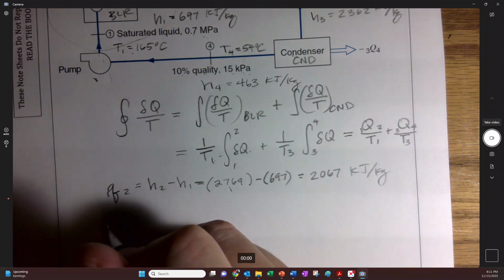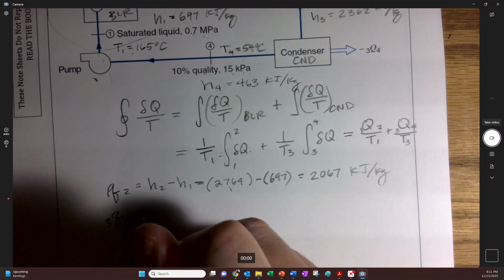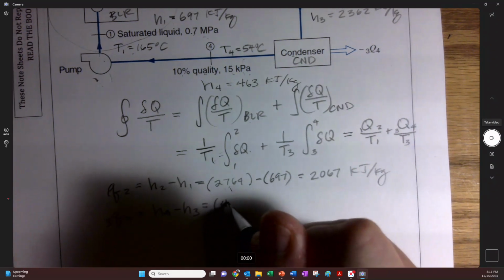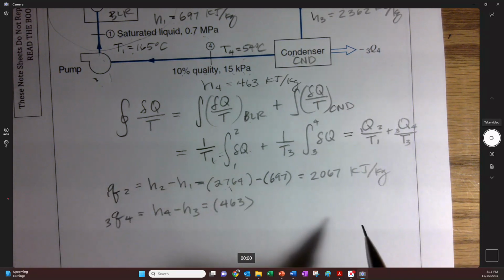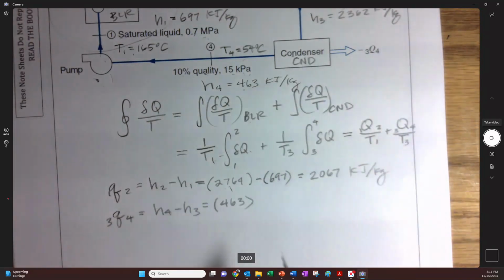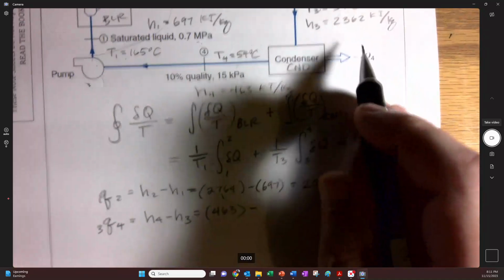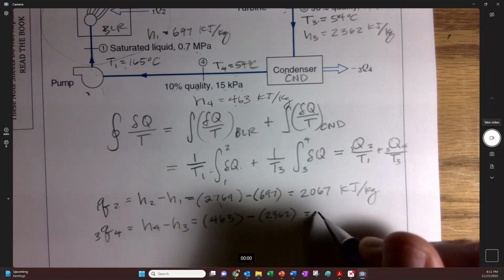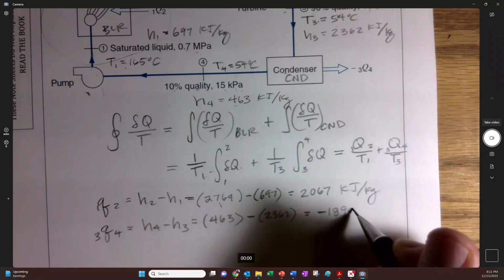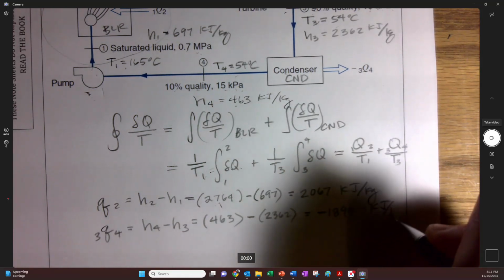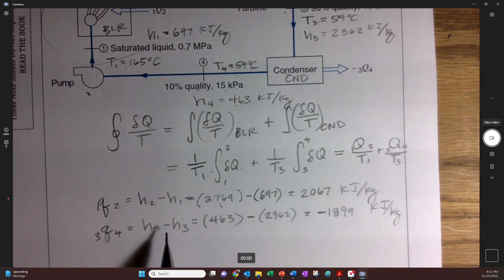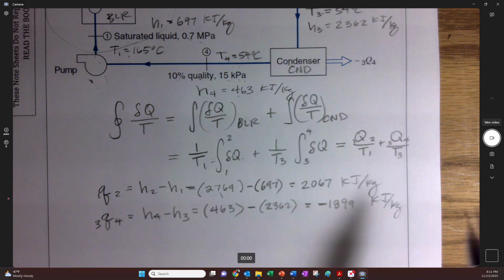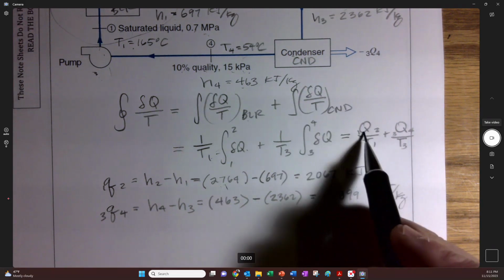And then Q 3 to 4, let's go H4 minus H3. So we get 463, that's for this guy coming right out of the condenser, minus what's coming into the condenser, 2362. It ends up being negative. And you've got to be careful with these signs, whether you base them on the order in which you do things, or just on knowing that it's heat rejection, which makes it negative. So that's what we place back up here.